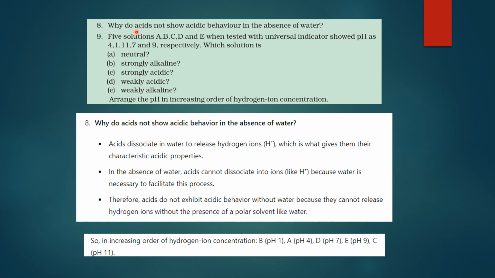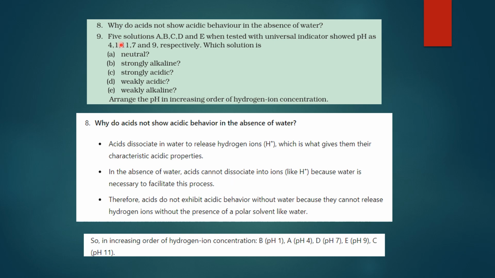So next question says, why do acids not show acidic behavior in the absence of water? Okay, so acids dissociate to release H plus ions. H plus ions, if water is there, add with it to form H3O plus, the hydronium ion, and that will help in showing the acidic behavior. But if water is not present, then hydronium ion will not be produced. And so the acidic behavior is not shown in the absence of water.